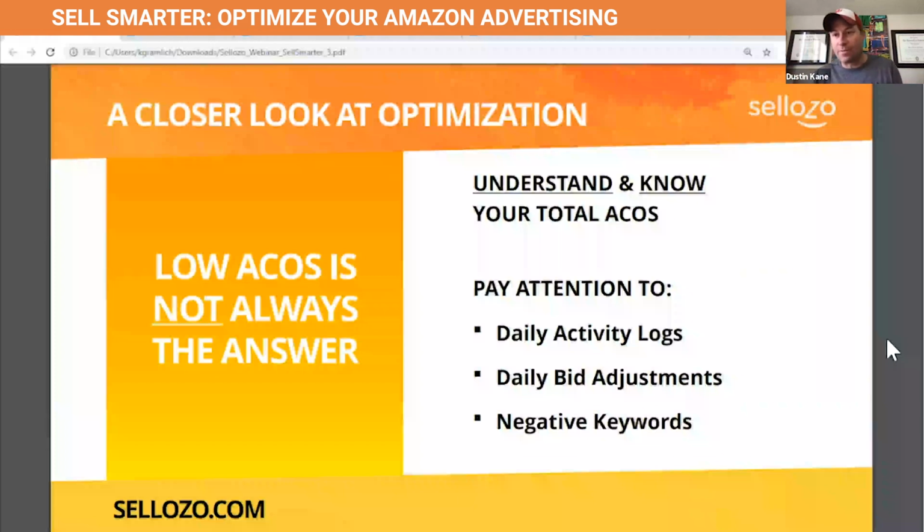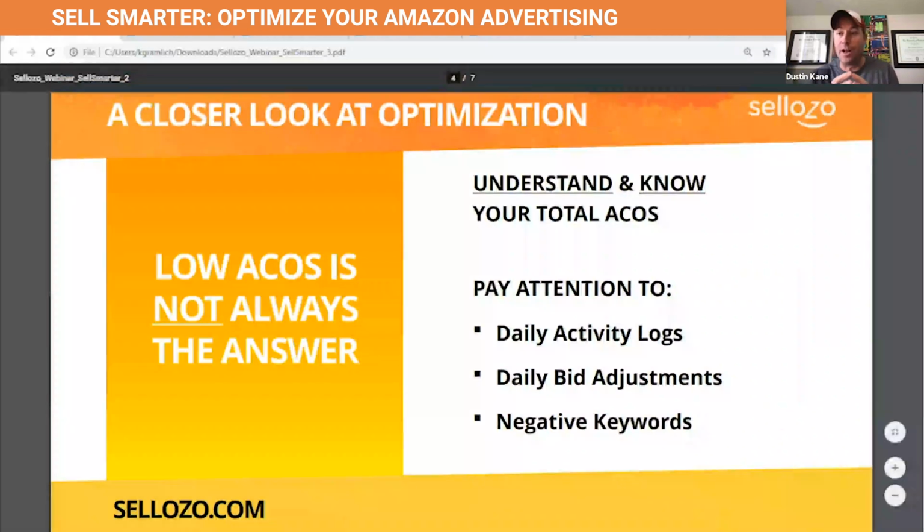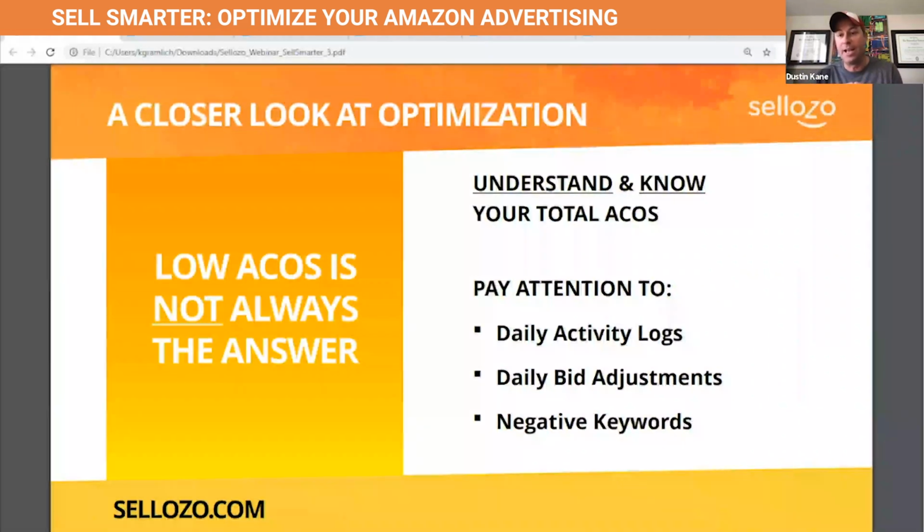Now we can take a little bit of a closer look at optimization as well here. And we are going to jump into a demo. We're going to show you in a second what the inside of the platform looks like and how our tool is doing all of this. But one thing that's really important when you're looking for an automation tool to help you out is understanding your total ACoS, because a low ACoS is not always the answer. And this ties into what Chris was talking about, knowing your strategy.